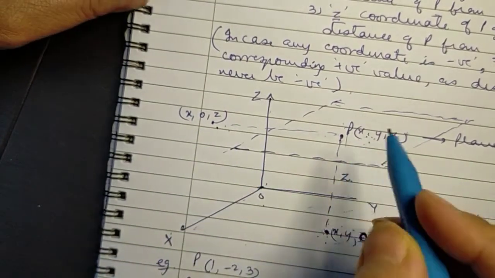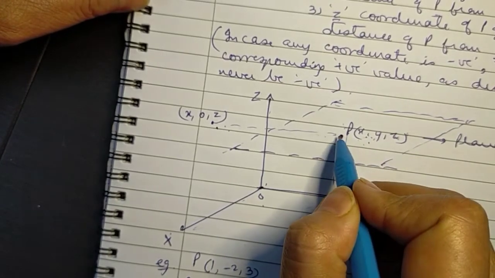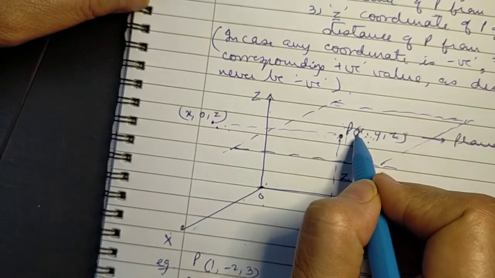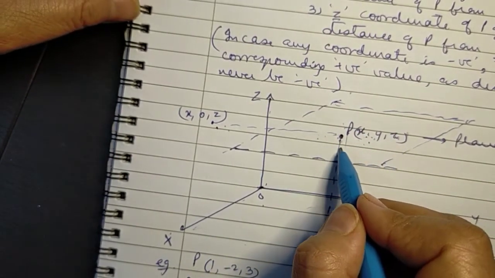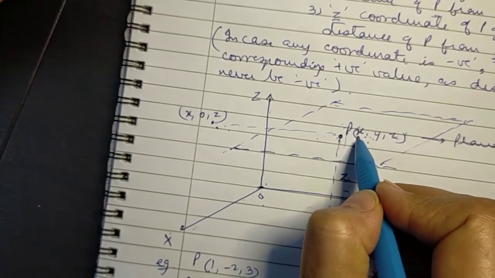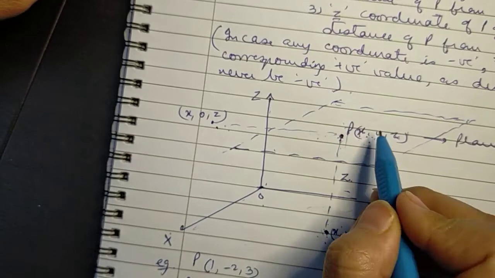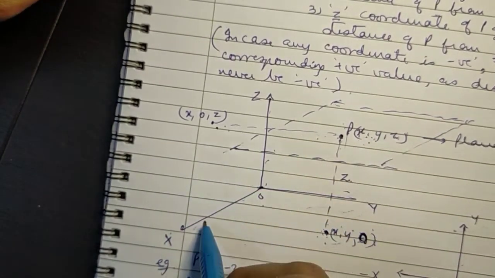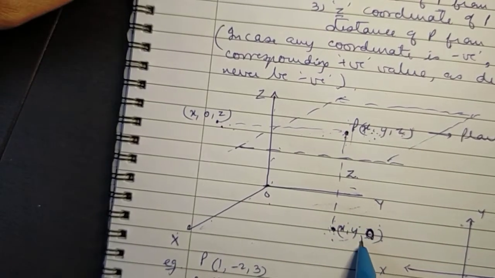So the difference in the y coordinates is the distance, and that will be y minus 0, which is the y coordinate. Similarly, if you have to drop a perpendicular from P onto the yz plane, it will be the difference of only the x coordinates, and hence we conclude the x coordinate of the point gives us the distance of P from the yz plane, the y coordinate gives us the distance from the zx plane, and the z coordinate gives us the distance from the xy plane.